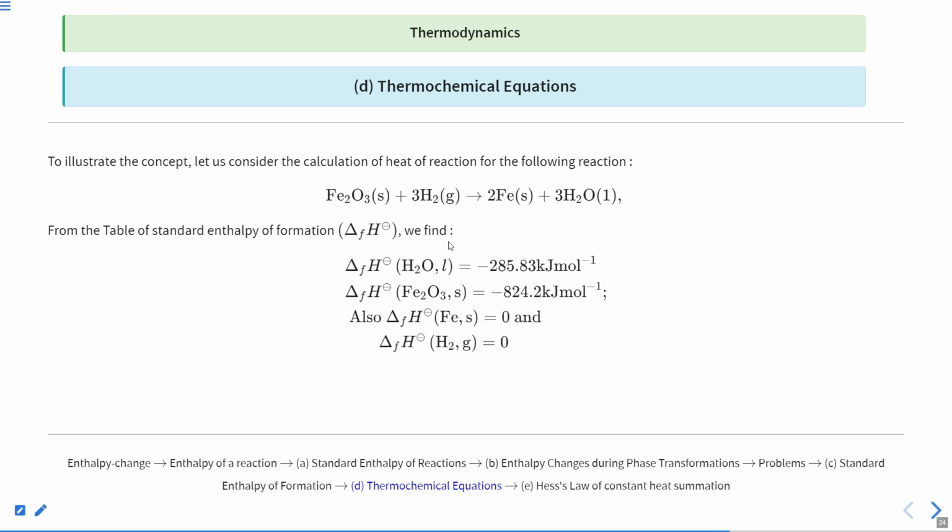So we have taken it as 0. Similarly for hydrogen, H2 gas is the standard state. For that reason, we have taken it again as 0. Clear?